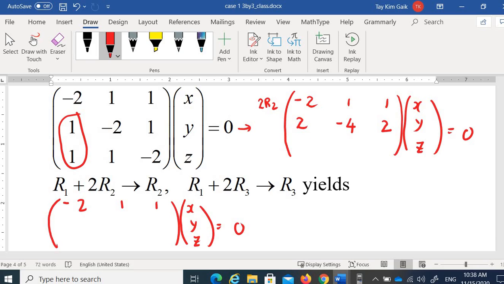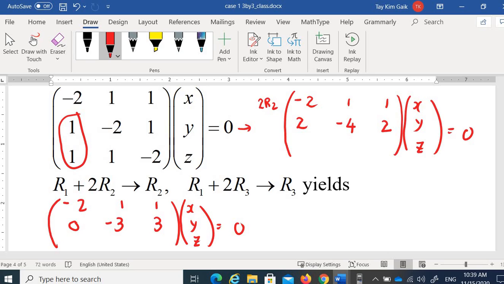So now you add up these two rows. Negative 2 plus 2, 0. Okay, 1 plus negative 4, so you have negative 3. 1 plus 2, you have 3. So we have successfully reduced A to 1. Second row, first column becomes 0.